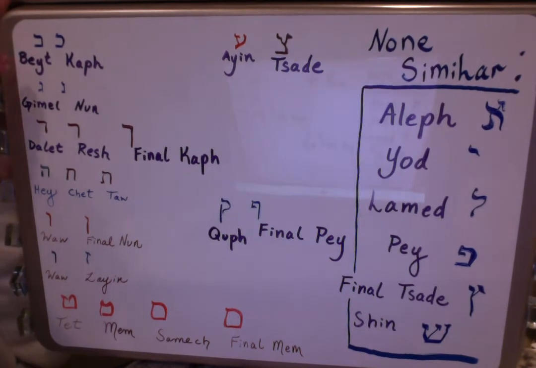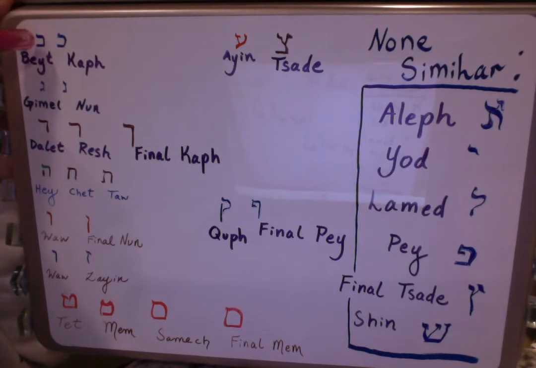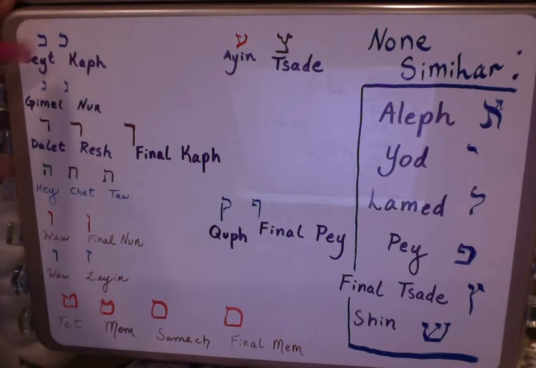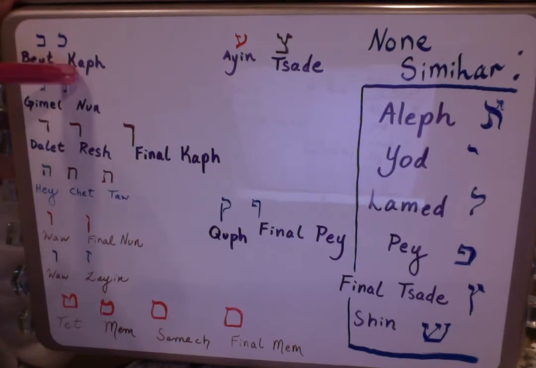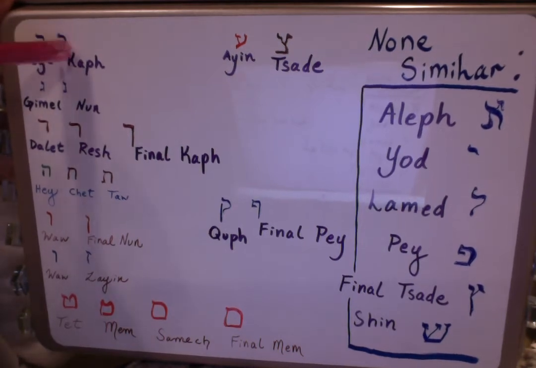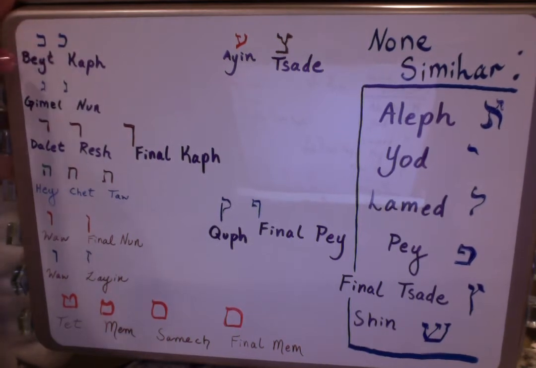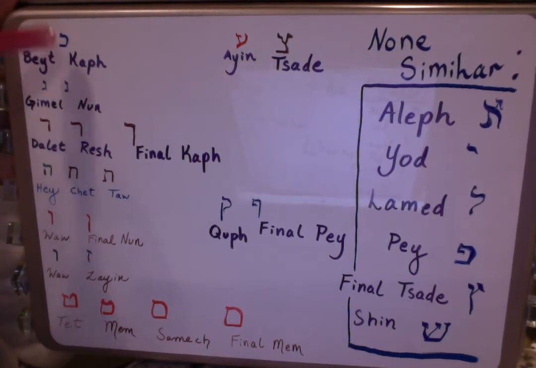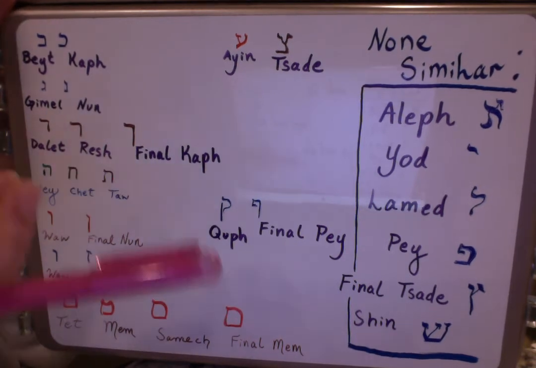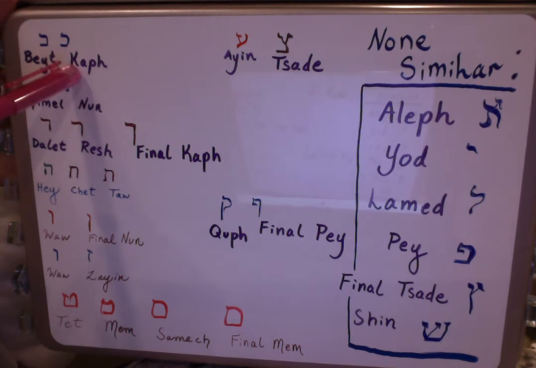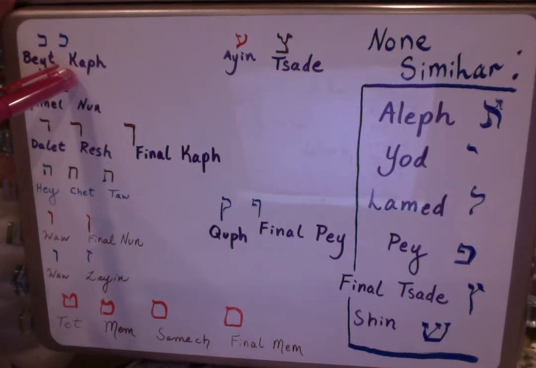So, starting out with Beit. You see how they both start out with that little curve on the top and curve down? Now here's where you can tell the difference between Beit and Kaf. Beit goes straight down and Kaf kind of curves. And then they both have that straight line on the bottom. So Beit is much more boxy and Kaf is much more curvy, which would make sense because Beit is the house and Kaf is the open palm.